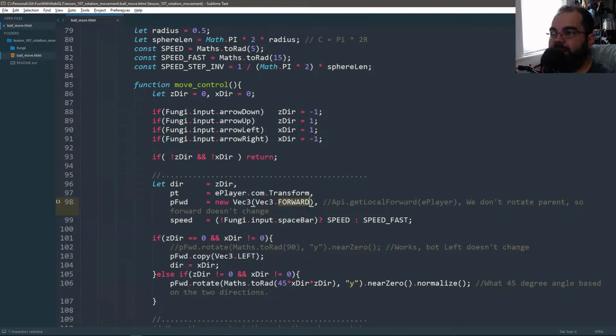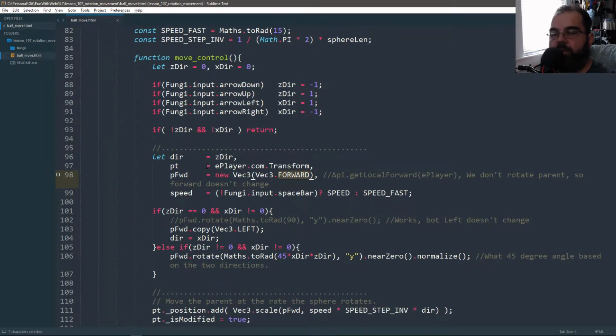So, like I said, when I'm prototyping and I start to realize, well, I'm not rotating. Do I really need to calculate forward? Because forward doesn't change. So in this instance, forward doesn't change because I'm not changing the parent. The parent stays. The only thing that changes on the parent is the position, not rotation.